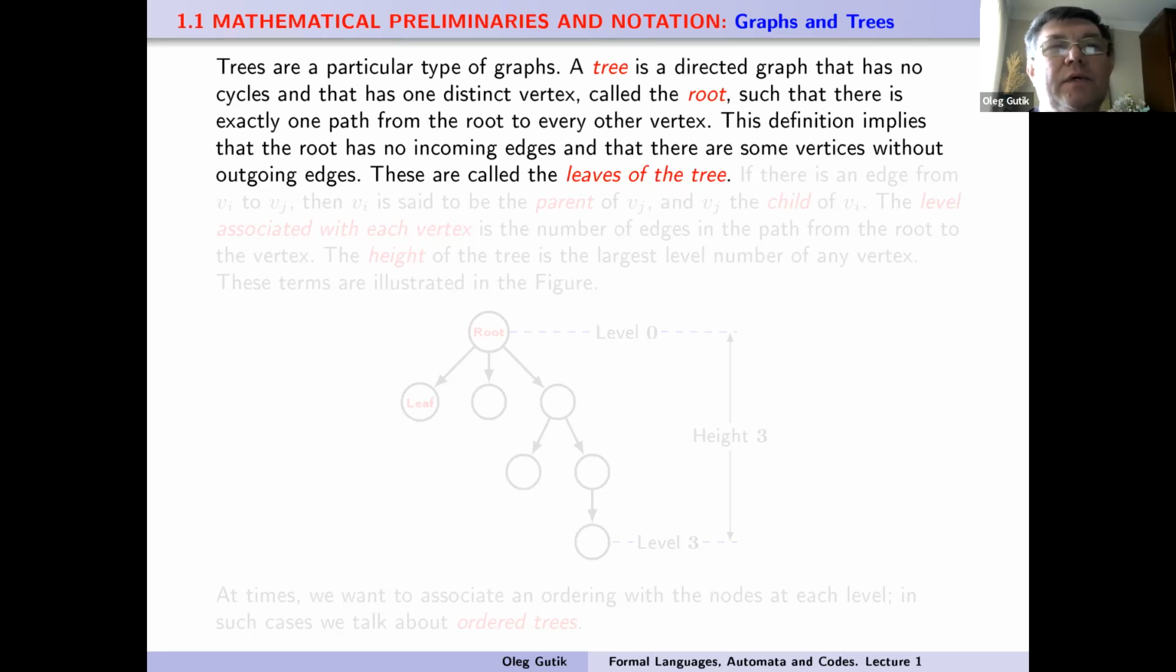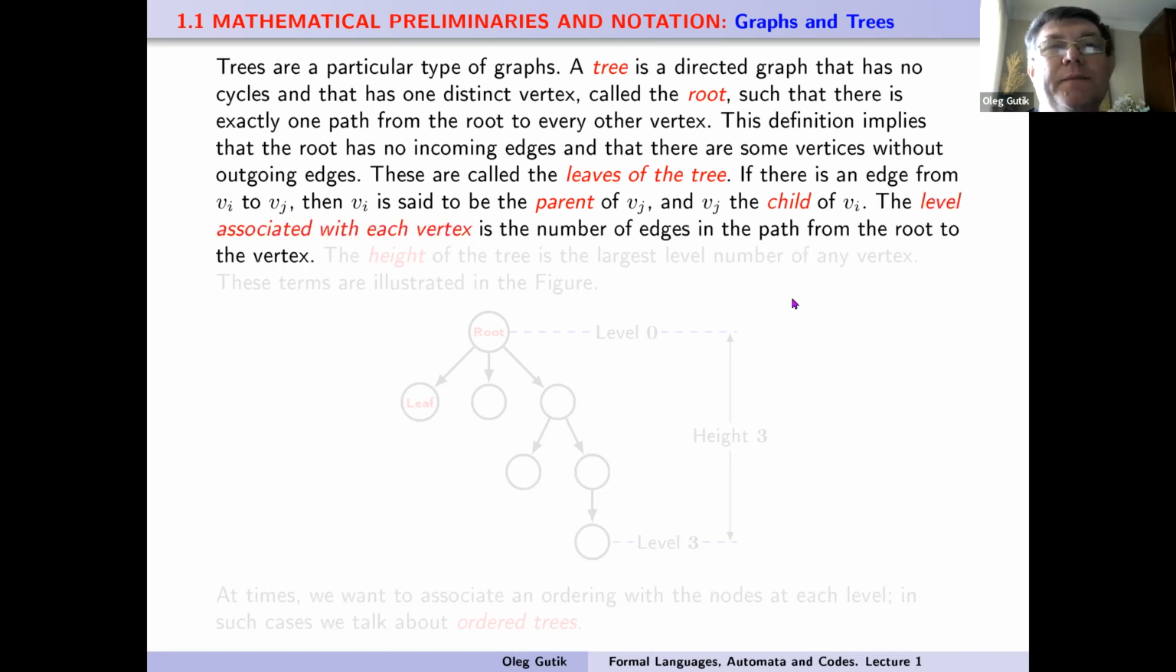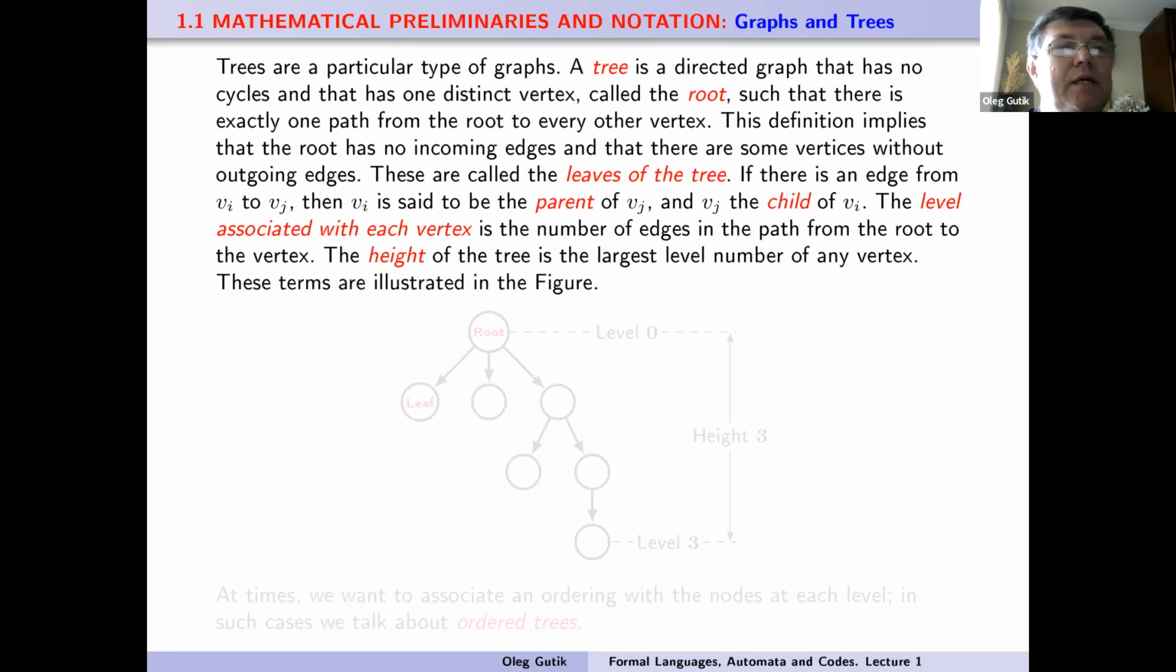These are called the leaves of the tree. If there is an edge from vi to vj, then vi is called the parent of vj and vj is called the child of vi. The level associated with each vertex is the number of edges in the path from the root to the vertex. The height of the tree is the largest level number of any vertex. This is illustrated in the following figure.